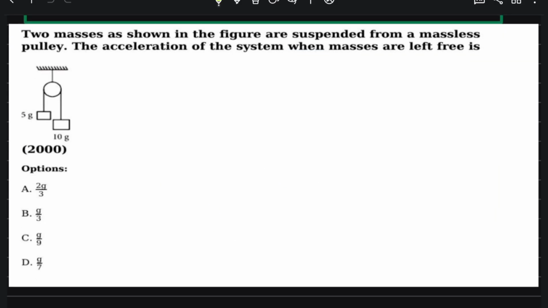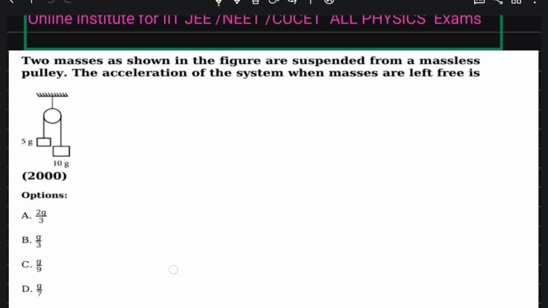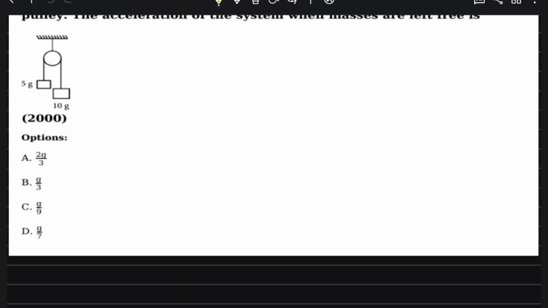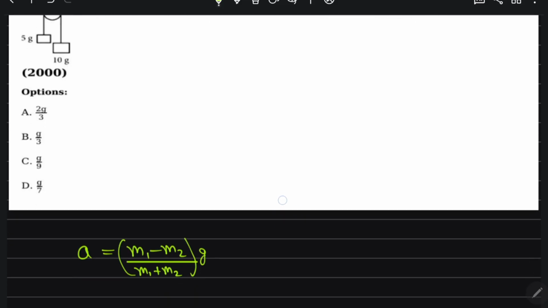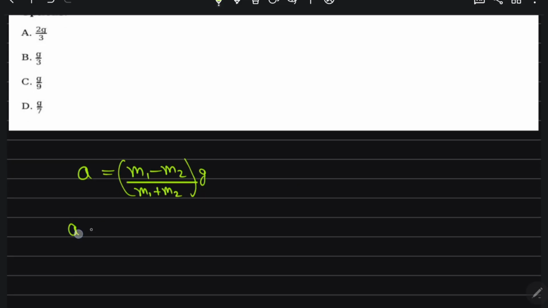Two masses as shown in the figure are suspended from a massless pulley. The acceleration of the system when the masses are left free. So in this what they are asking, acceleration of the system. So acceleration for the system, this is standard formula, you know, m1 minus m2 divided by m1 plus m2 into g, right? So here you see any one of them taken mass m1 and m2.